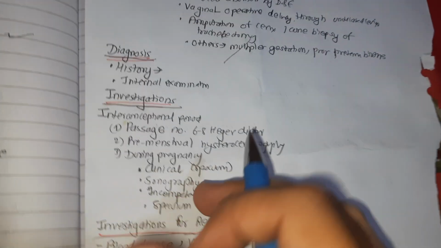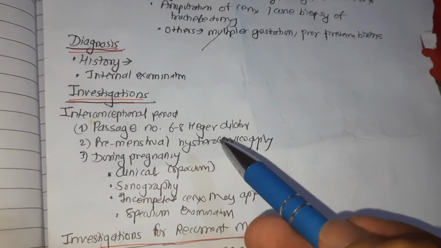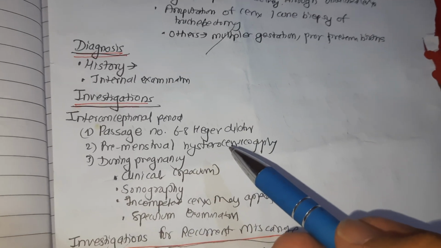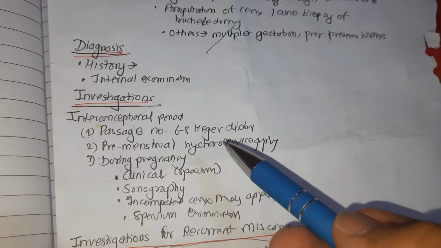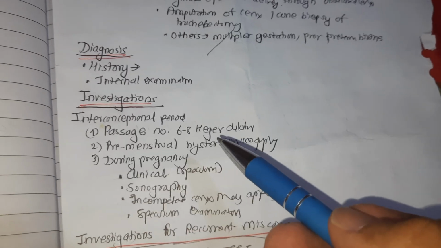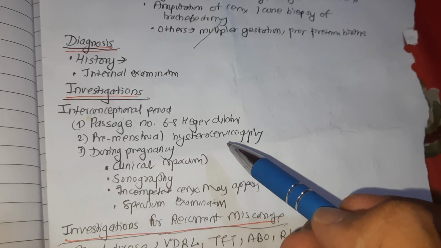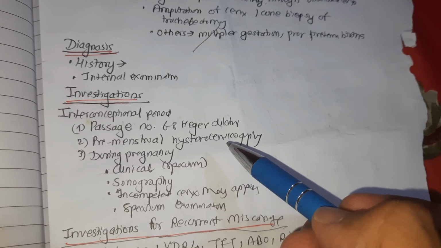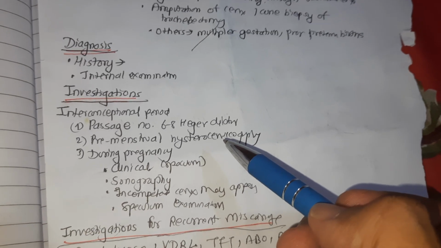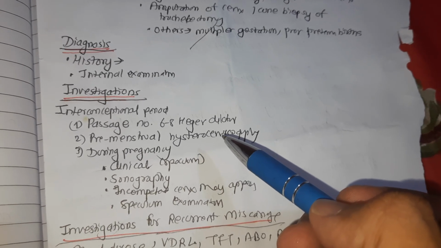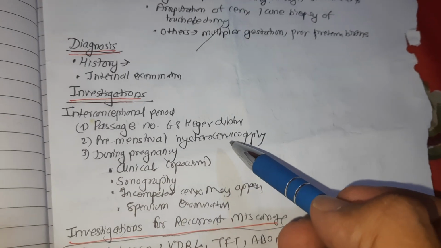Investigation in the interconceptional period includes passage of number 6 to 8 Hegar dilator beyond the internal os without any resistance and pain, and absence of internal os snap on its withdrawal, especially in the premenstrual period, indicates incompetence. The premenstrual hysterocervicography shows a funnel-shaped shadow. The internal os is supposed to be tight due to the action of progesterone during this phase of cycle. A similar funnel-shaped shadow may be found if hysterography is done in the proliferative phase, even with a competent cervix. So, premenstrual hysterocervicography shows a funnel-shaped shadow.